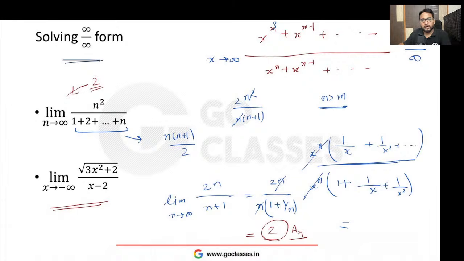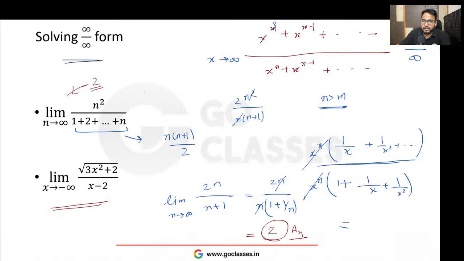Cool. So if you want to solve infinity upon infinity, then generally this form arrives because of the polynomial. Okay, you take the highest power common, whatever the highest power. So which means here this is n into n plus 1 only by 2. This is n square, this is n square. So basically it will be 1.